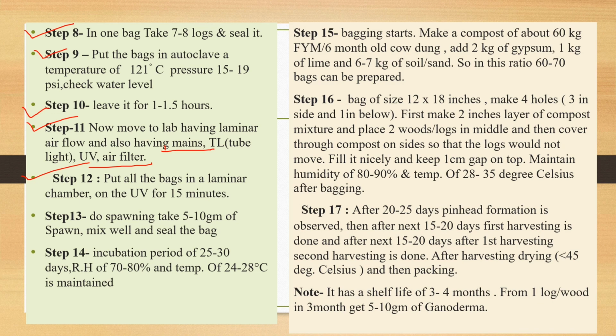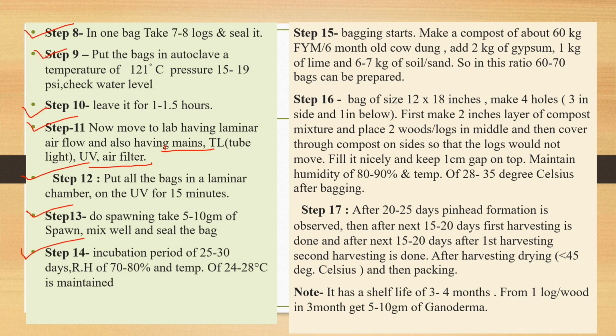Then in the laminar chamber only we will open the bags and do the spawning. Take 5 to 10 gram of spawn, spread it, seal the bag, shake it and mention the date. And place the bag in the incubation room with no light, air locked. Open the room for some time in the morning for the exchange of gases. The incubation time period is 28 to 30 days. And maintain humidity of 70 to 80% and temperature of 24 to 28 degrees Celsius.